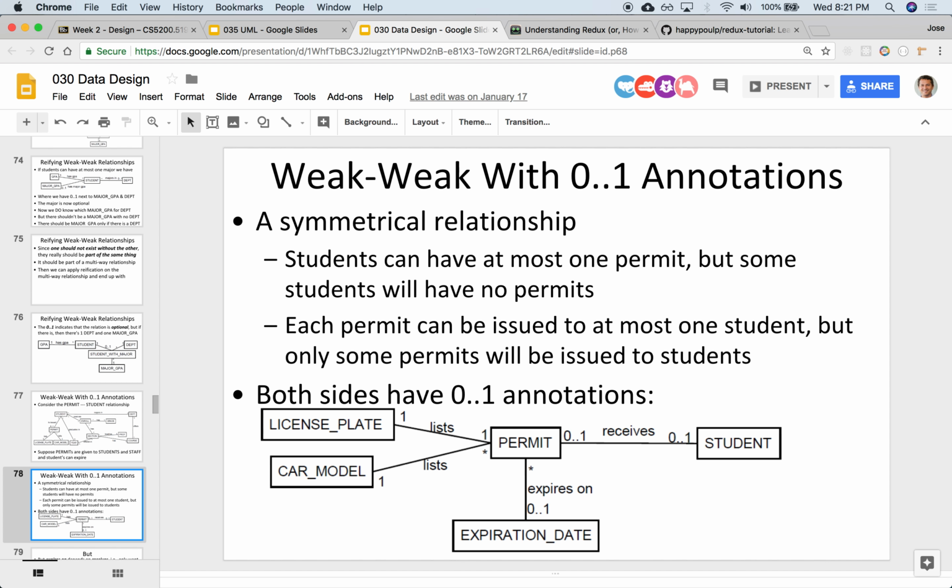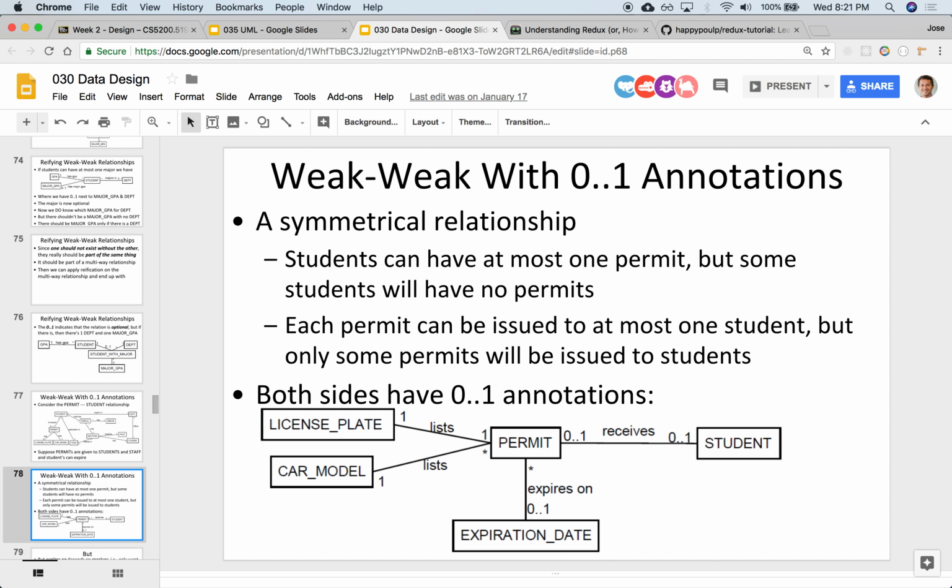If there is a permit, there might be an expires on. There might be various expiration dates where on a particular expiration date, multiple permits will expire. And depending on whether you're a staff or not, you either have an expiration date or you don't. So if you have a student, you have an expiration date. If you're not a student, you don't have an expiration date.